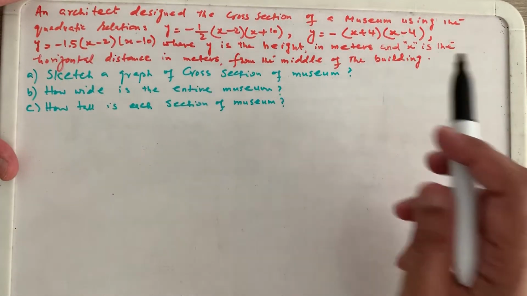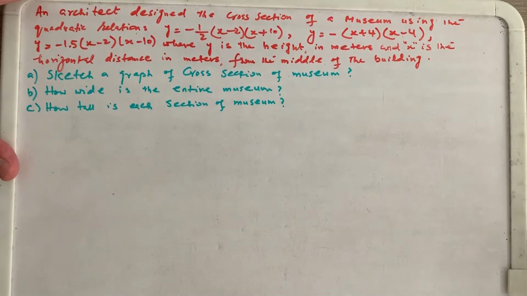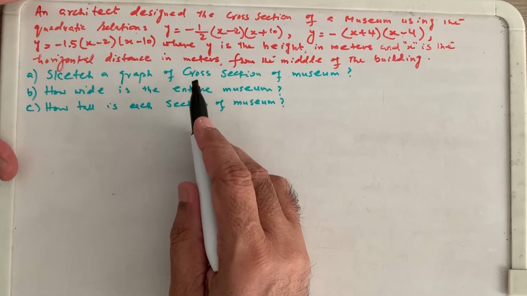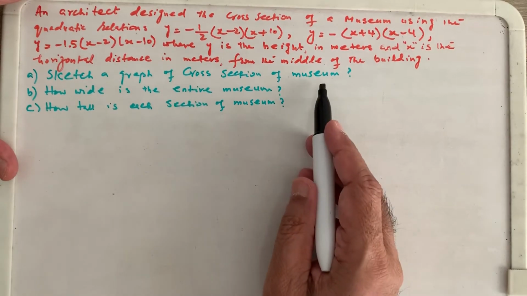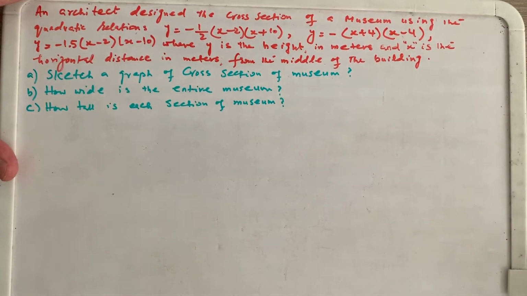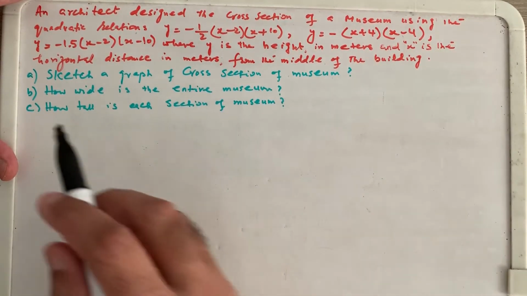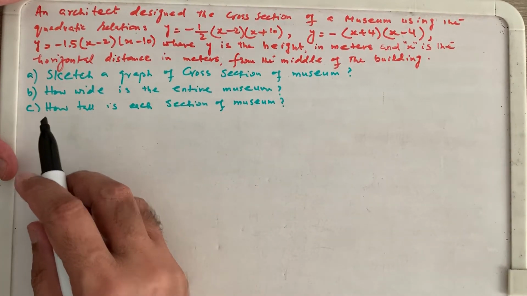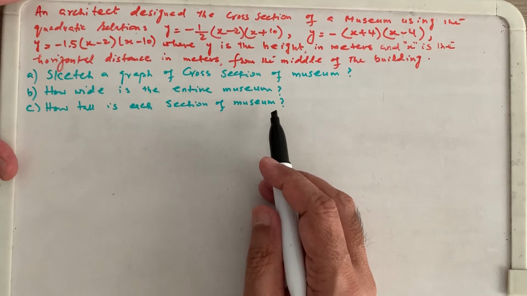where y is the height in meters and x is the horizontal distance in meters from the middle of the building. What we have to do: first, sketch a graph for the cross section of the museum. Second, how wide is the entire museum? Third, how tall is each section?